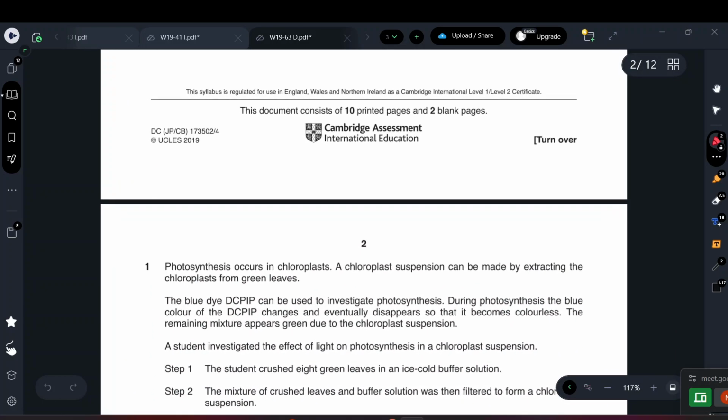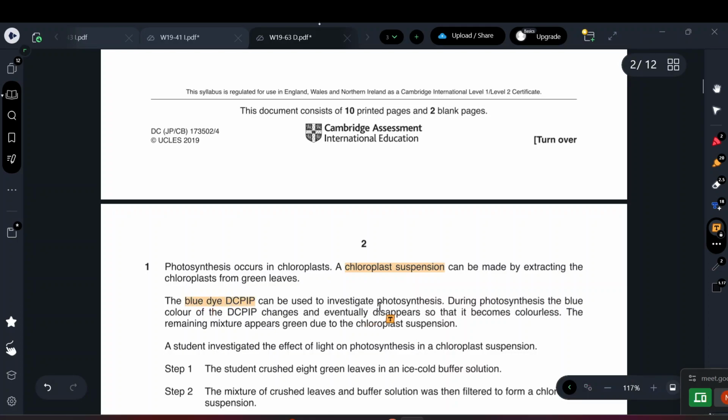Photosynthesis occurs in chloroplasts. A chloroplast suspension can be made by extracting the chloroplast from green leaves. Okay, he will extract the chloroplast, he will create a suspension by extracting the chloroplast from green leaves. Okay, what is he going to do? Blue dye.